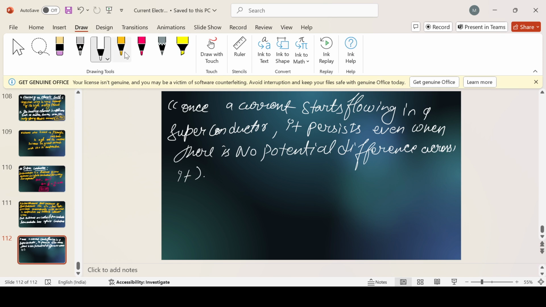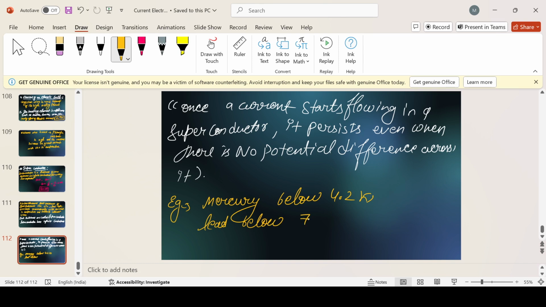Now here are some examples of superconductors which we use. Okay, it's been given: mercury below 4.2 Kelvin, lead below 7.25 Kelvin, niobium below 9.2 Kelvin. Okay, so it's not like ki hum copper ko thanda kar dein, baraf mein rakh dein aur phir karein. Theek hai? There are different materials which are used as superconductors. Okay, so these all are superconductors.